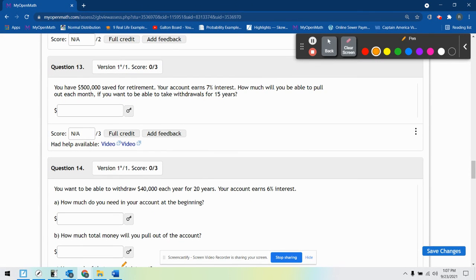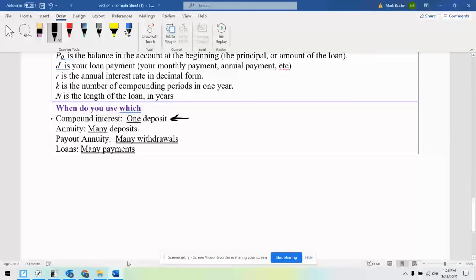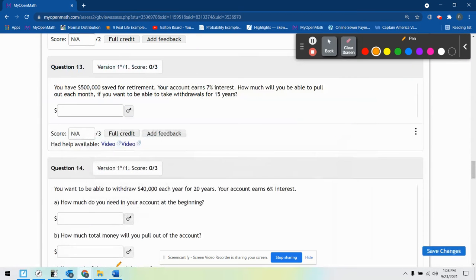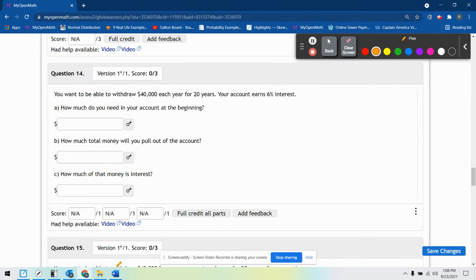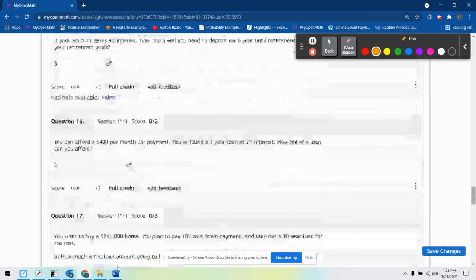You have $500,000 saved for retirement. Your account earns 7%. How much would you be able to pull out? Pull out each month. Multiple, many withdrawals. It's going to be a payout annuity. You're going to use the payout annuity formula. So this will be payout annuity. Okay, number 14. You want to be able to withdraw a certain amount of money each year. Multiple withdrawals, payout annuity. Okay.